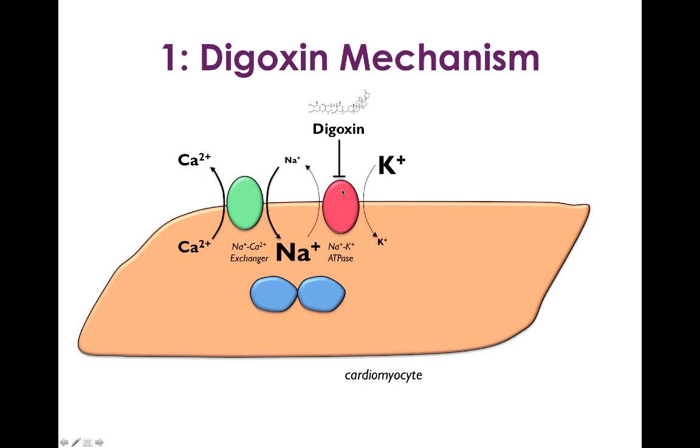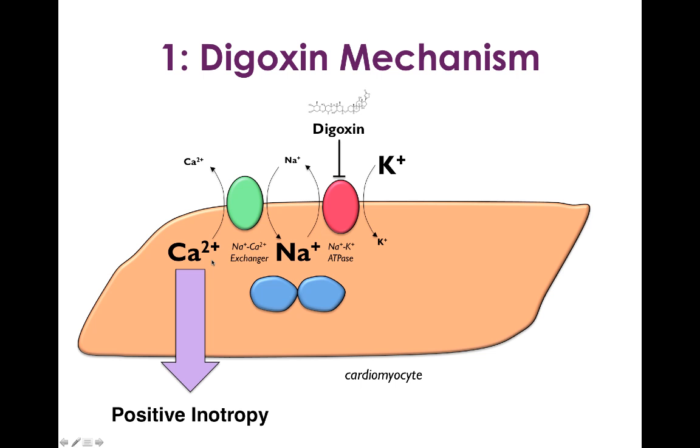So the way digoxin works is blocking the sodium-potassium ATPase. What that does is it raises the intracellular sodium concentration because the sodium can no longer get pumped out of the cardiomyocyte. And what that prevents is extrusion of the calcium through the sodium-calcium exchanger, which leads to increased intracellular calcium, which leads to positive inotropy.